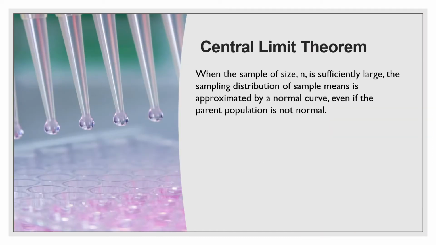Okay, so here's the central limit theorem. The central limit theorem says when the sample size n is sufficiently large, and remember that we define sufficiently large as greater than 30, the sampling distribution of sample means is approximated by a normal curve, even if the parent population is not normal. So if you take a big enough sample size, then you're going to deal with a normal curve, which is what you want in statistics. We want to go back to our normal curve so we can calculate probabilities.